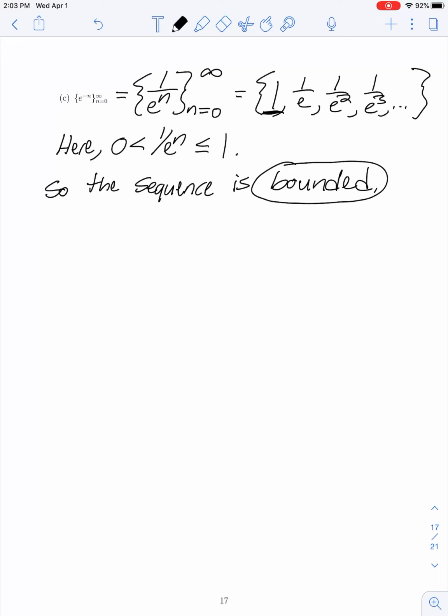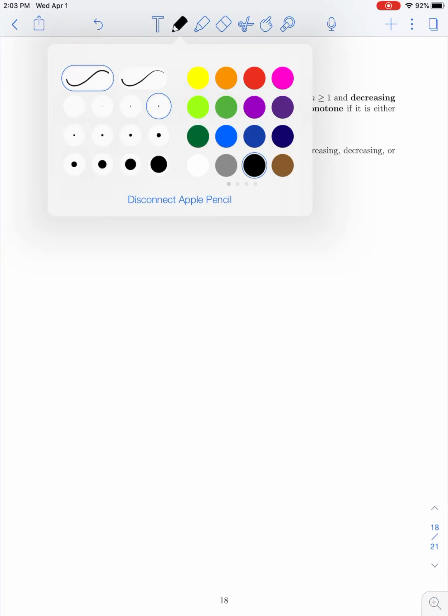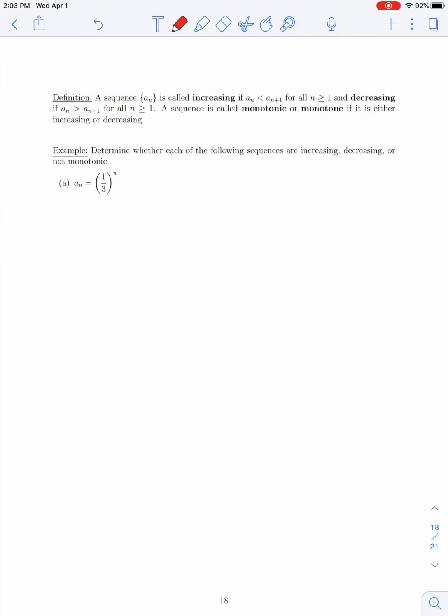So boundedness is one classification of a sequence. We can classify a sequence as either being bounded or unbounded, or a little more specifically, perhaps bounded above or below. Now, the next classification that we'll talk about for sequences would be monotonicity. So in particular, whether a sequence is increasing or decreasing.